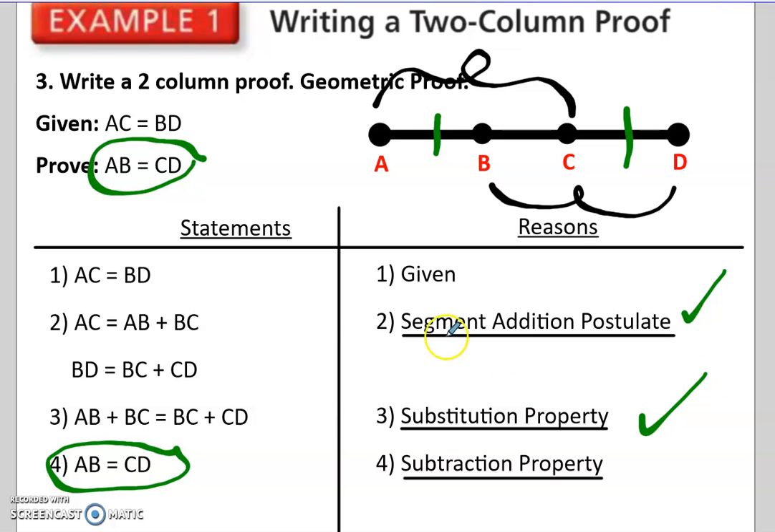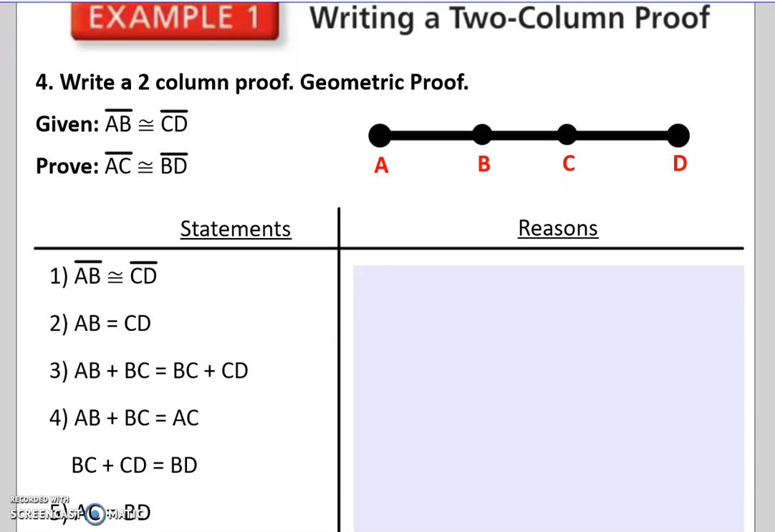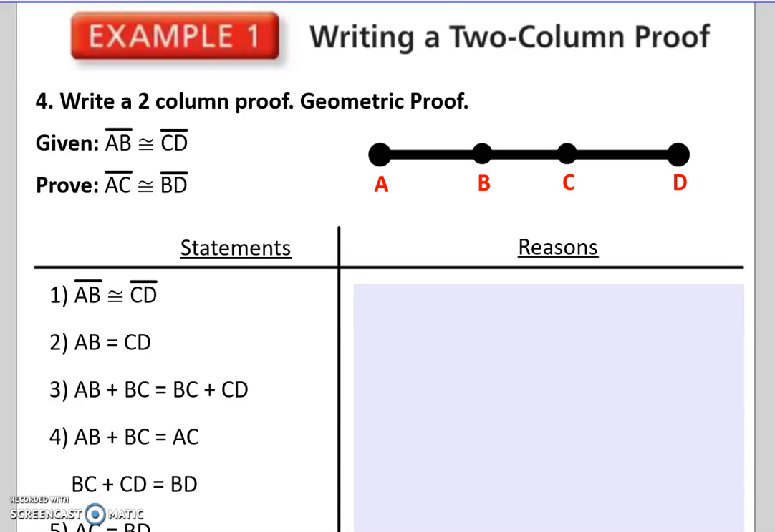Let's practice with one more. One more for 2.5. Again, they give us the statements already. We just have to explain them. Okay, so here we go. Given, I like to always mark, so you can draw it in your notes too and mark it. They're telling me that AB is congruent to CD. But then they want us to prove that AC is congruent to BD. Kind of the reverse of the last one.